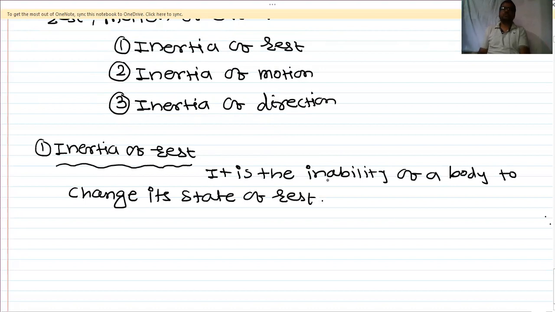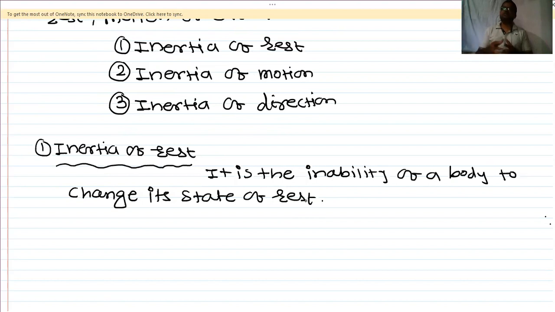So this is the inertia of rest. And what is the example? Let us suppose you are standing in a bus and the bus suddenly starts. What will happen? Tell me what will happen? You will tend to fall backward, isn't it? So that is the inertia of rest.